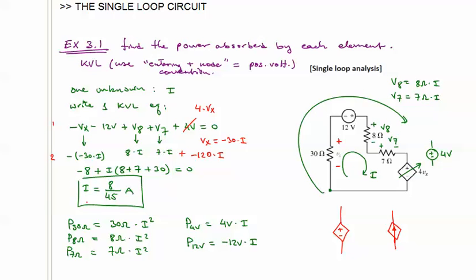And here we're going to have a change. Then we won't have 8. We just have minus 12. Before we had minus 12 plus 4. Here we have just minus 12. And we're going to add in minus 120 here, because just like for the other resistors, we had 8, 7, and 30 being multiplied by I. We now have minus 120.